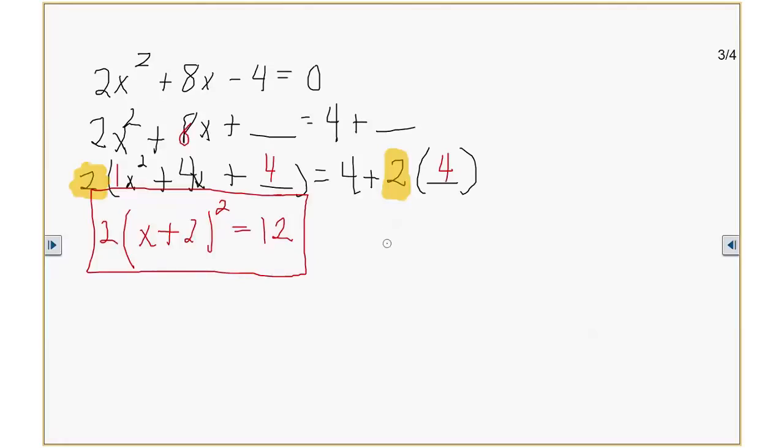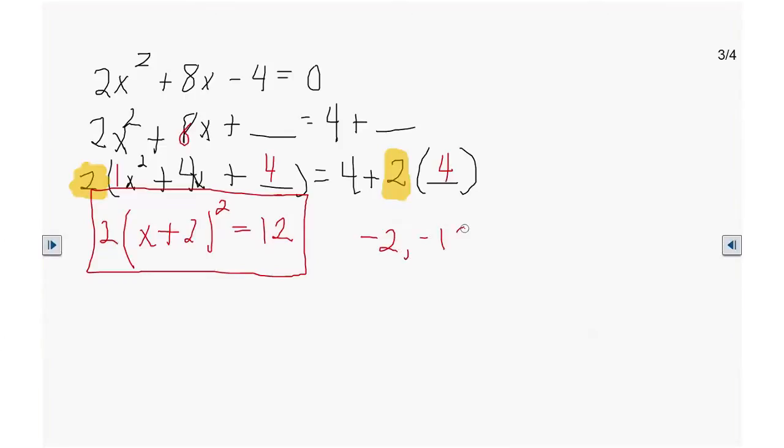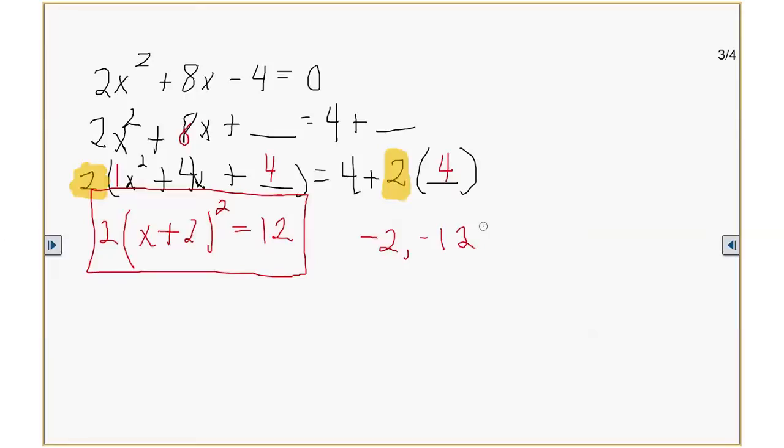The vertex for this parabola is (-2, -12). So you don't do anything with the 2 that's brought out? Not yet. You will next because you're going to solve. So there's our vertex. Now solve it for x. When you take the square root, the 2 will be gone because you're going to divide by 2 first. Oh, that is easy. Makes it better. Yeah. The square root of 6 is about 2.3, 2.4, somewhere in there.